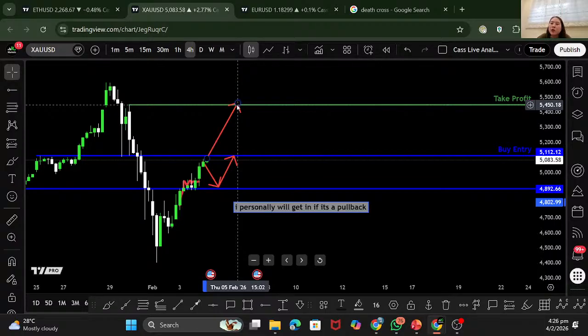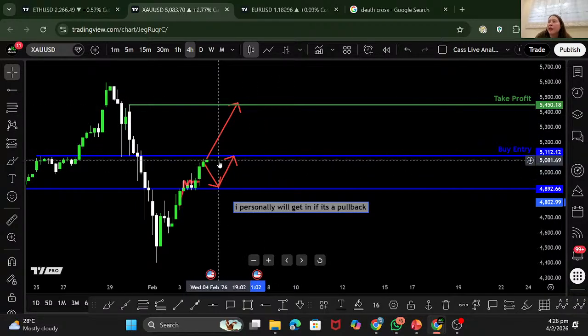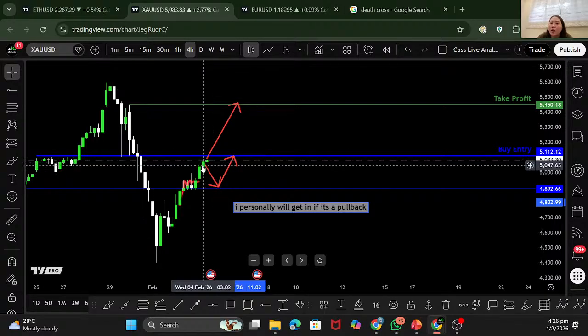Why? Because trading is such a personal journey. What is right for me may not be right for you. What is right for you may not be right for me. So some traders are going to be looking at this and asking, why aren't you playing the breakout? You can play the breakout if you want to. I just personally do not like playing the breakout.